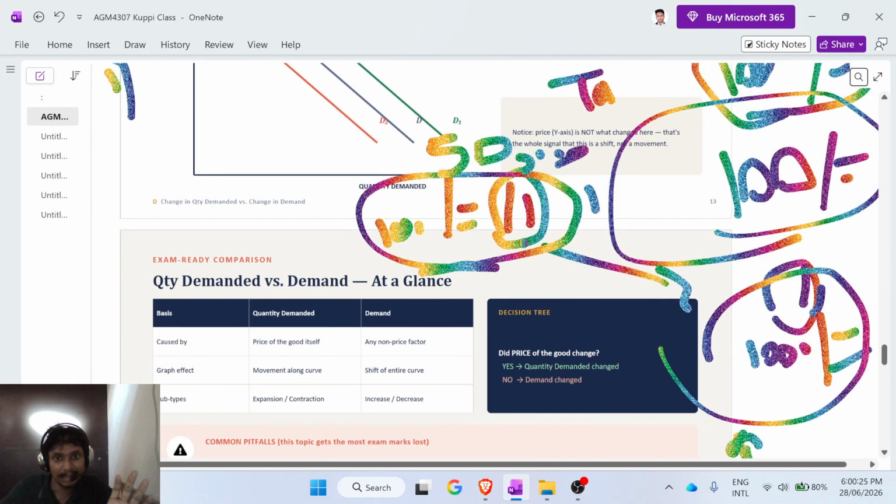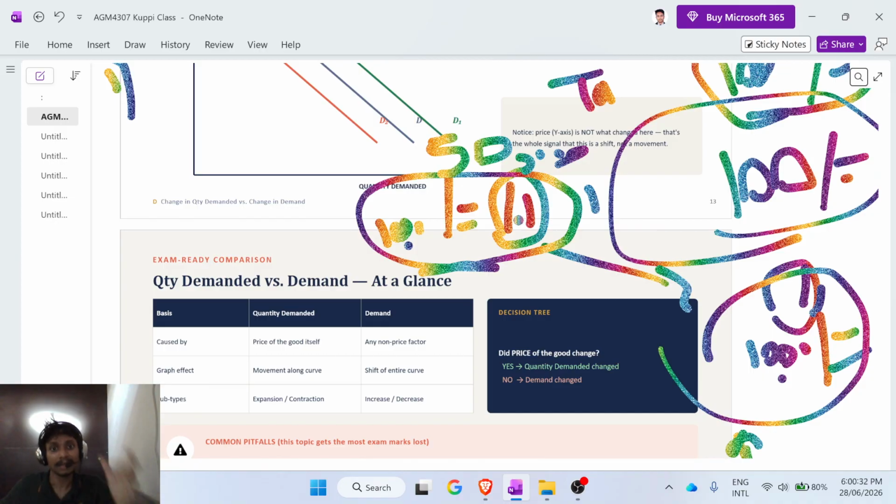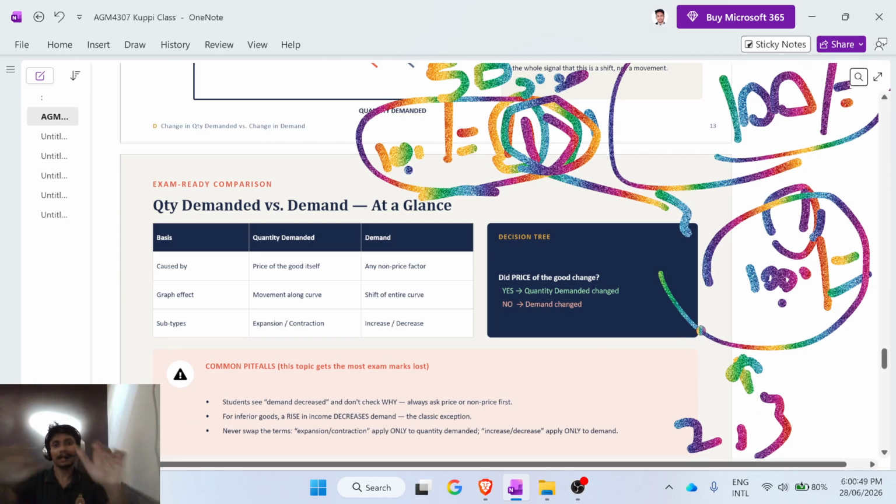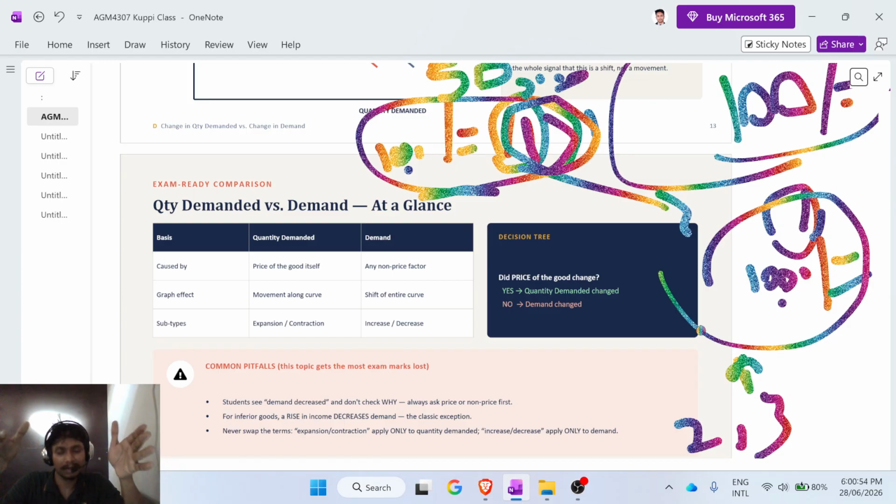The price is constant. Here it is 1,000 rupees and here it is also 1,000 rupees, but your demand is changing according to your income. You are a rich man. Therefore, before the salary increment, you only bought one pizza. You always like pizza.